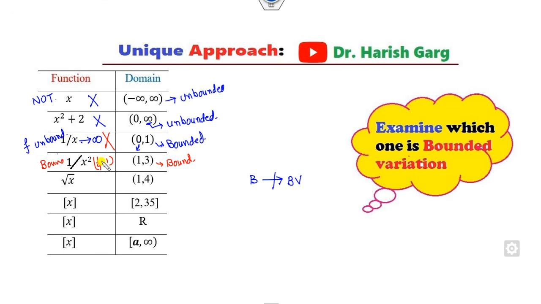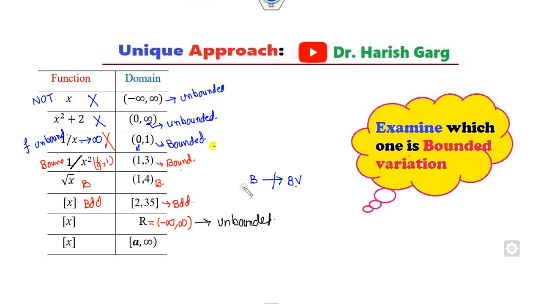The function is bounded, domain is bounded, but we can't say it is a bounded variation. It is bounded, function is also bounded over this, so we can't say anything. Greatest integer, you can see that it is bounded. On this interval it is also bounded, so we can't say anything. R, what is R? Minus infinity to plus infinity. So on this it is unbounded.